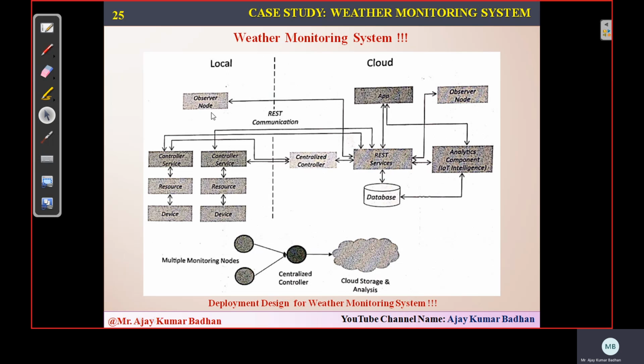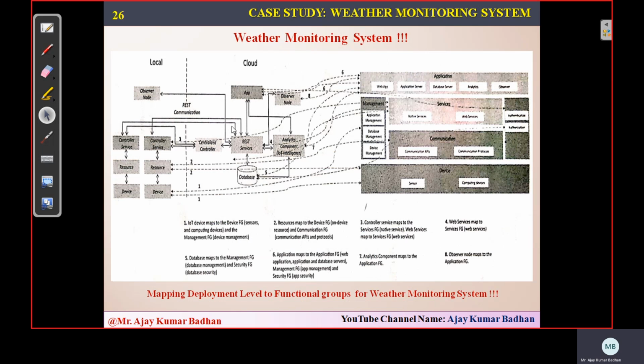We also have the observer node. The observer node keeps monitoring whether all the services are functioning properly or not, and that information will be provided here. Next we have the weather monitoring system, in which we map the deployment level with function. We have a table here that we have just mapped, so you can easily guess which one is mapped to which. The control service is mapped to these services. Resources are mapped with management as well as with the devices. Devices are mapped with devices as well as with communication, and this is related to security.